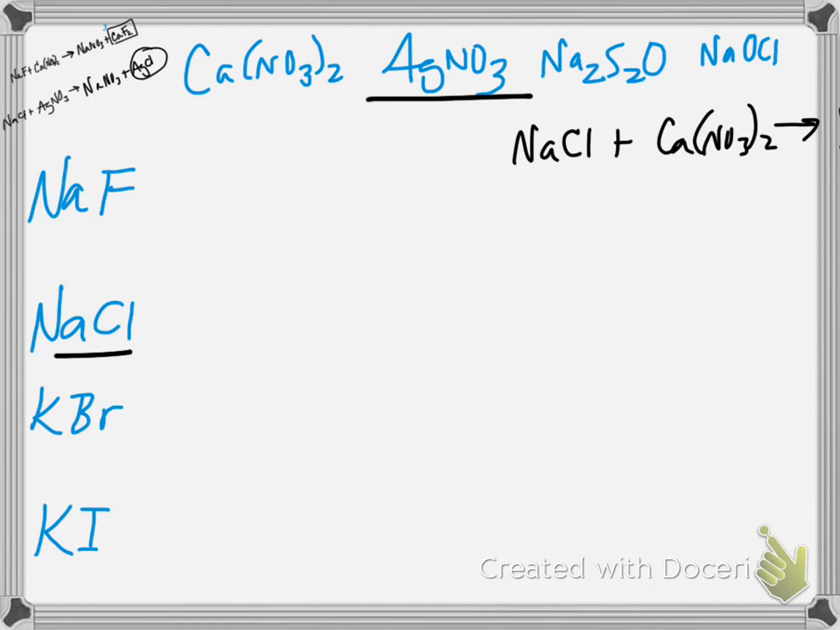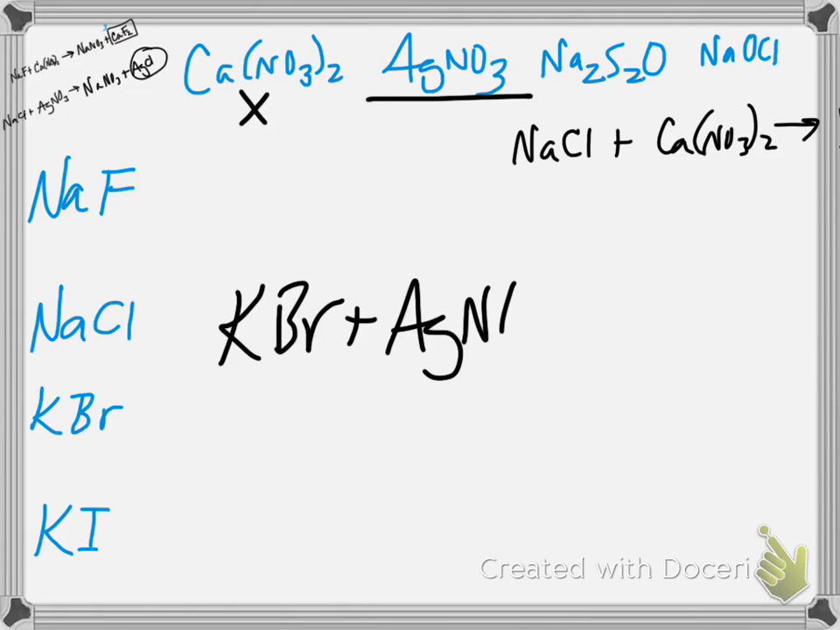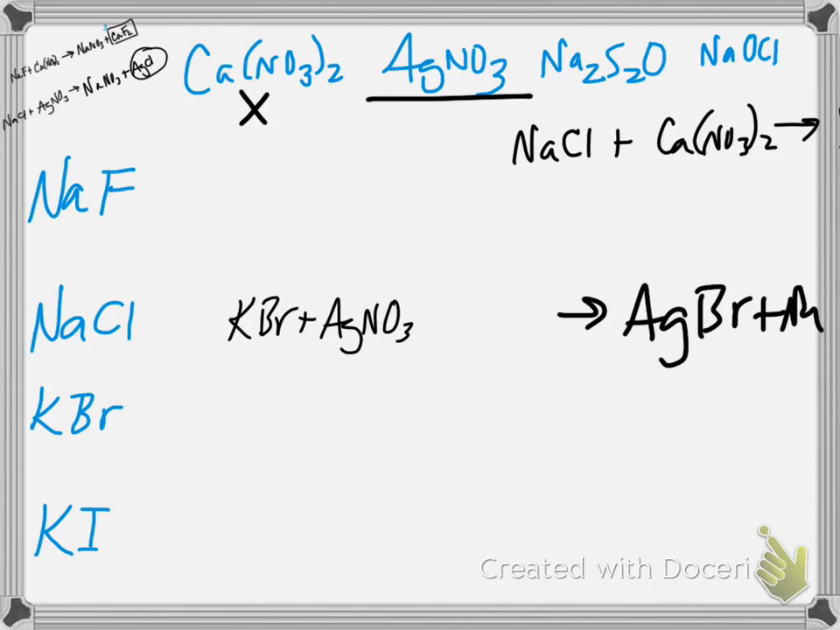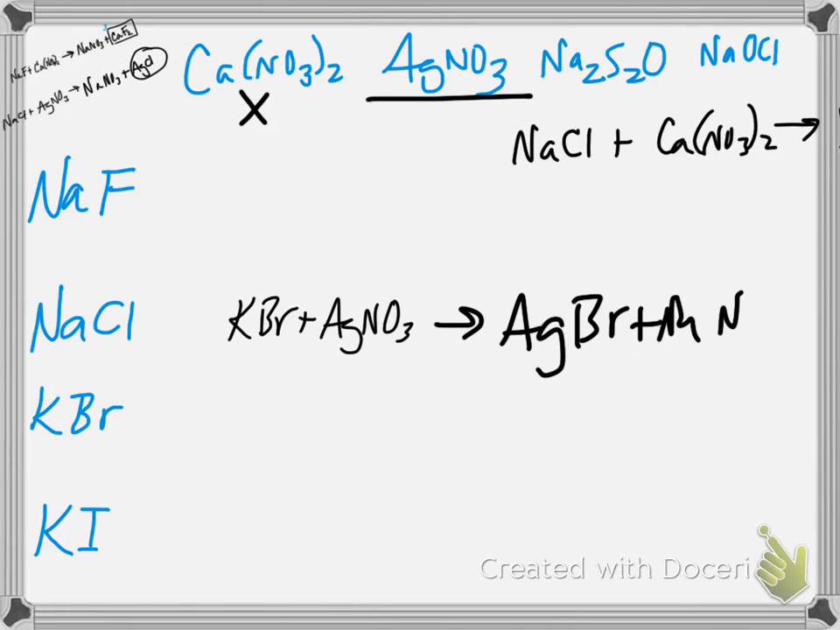Now, you didn't get to do potassium bromide, but let's look at what you would have seen. Potassium bromide would not have reacted with calcium nitrate, but when you mixed it with silver nitrate, you would have formed an insoluble compound. You would have gotten a precipitate, which would have been your silver bromide. Again, these are not balanced. These are just formula equations, so I'm not taking the time to balance them.